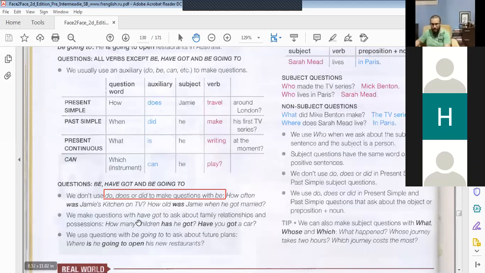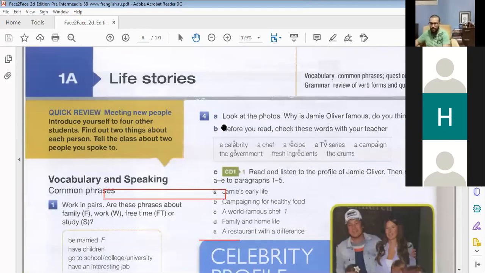Have got, to ask about family relationships and possessions. Have you got a car? Has he got? We answered this correctly. Okay, so this is, again, they answered it also very briefly. It says, we use be going to for future plans. Okay, so it's something that you've planned and you want to do it in the future. All right, so I think now this is clear. We can go back to exercise.